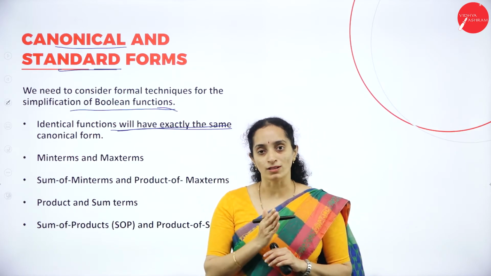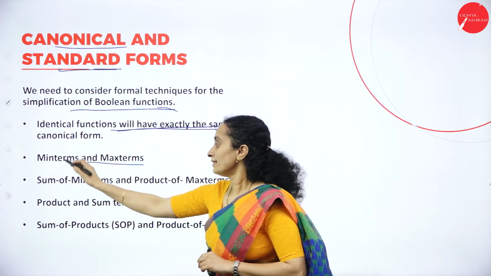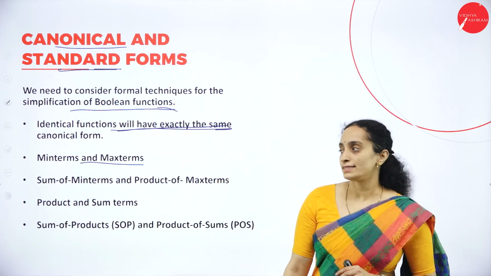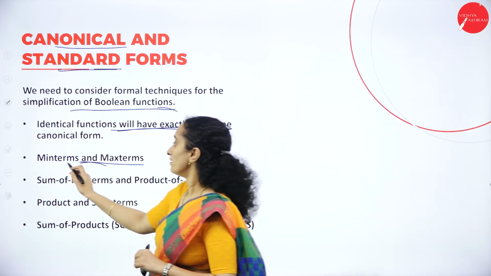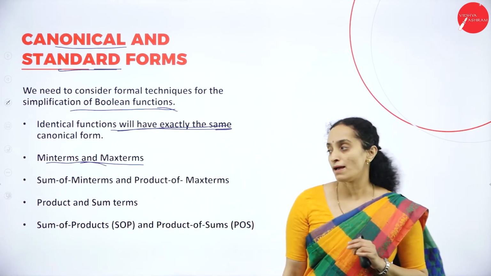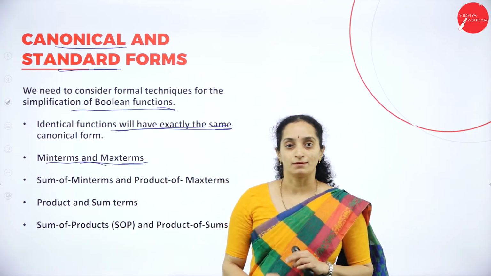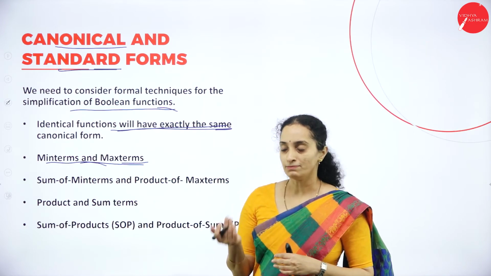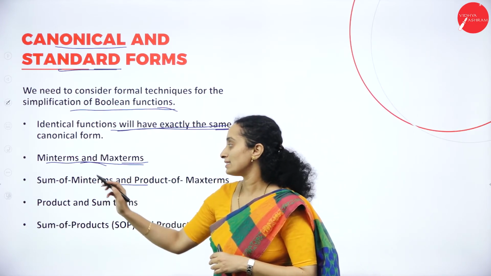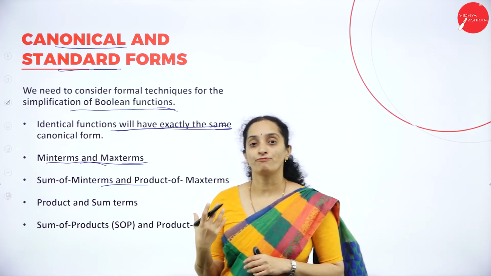You need to have all the variables x, y and z. Okay. In these canonical and standard forms, we discuss two terms. One is the min term and the other is the max term. What are these min term and max term? We'll discuss now. Next is sum of min terms, or you can say sum of products.